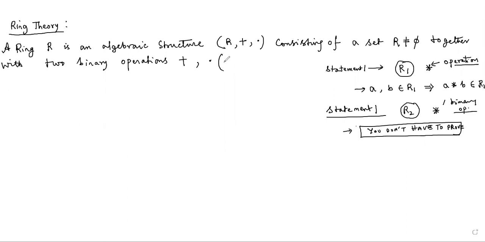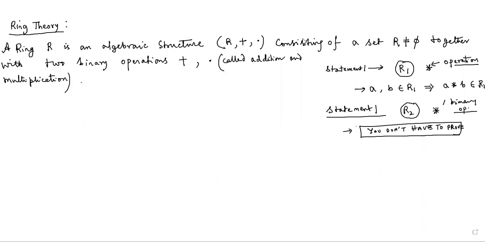Okay. The first operation that has been defined on the set R will be called, without any loss of generality, the operation of addition. And the second operation, which has been defined on the set R, will be known as the operation of multiplication. These are our usual practice.